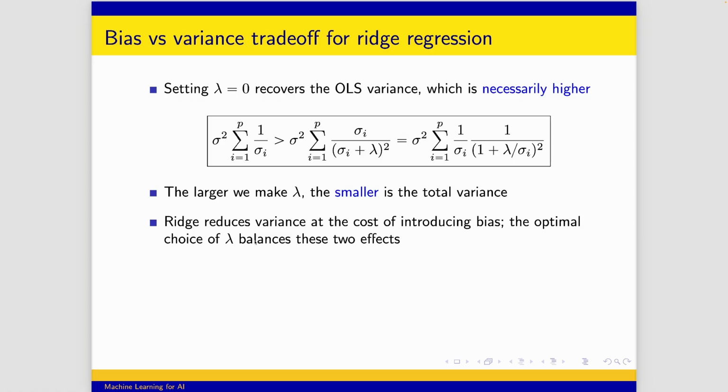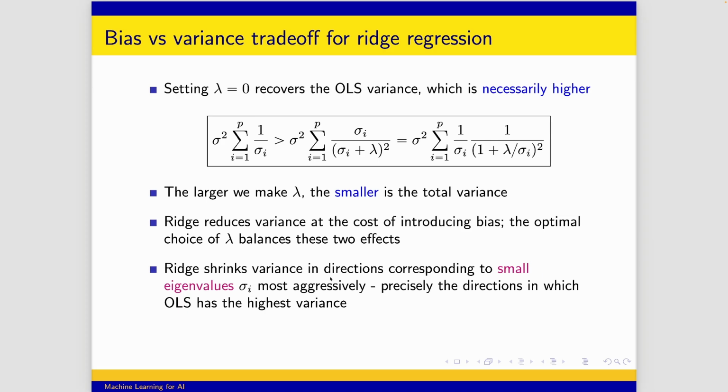So what does ridge do? Well, ridge reduces the variance of the estimator, or it has a smaller variance. So it introduces a bias, but it reduces the variance. And the optimal value of lambda will find the right balance, meaning it will reduce the variance by more than it increases the bias.